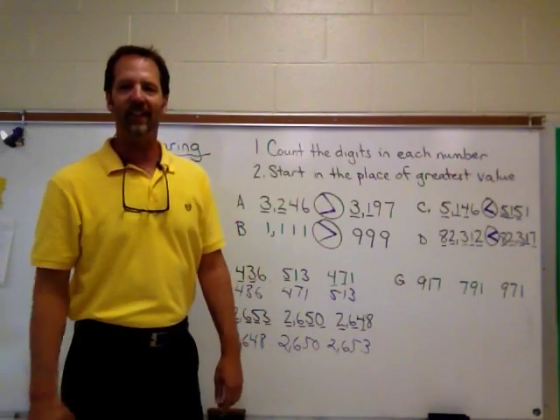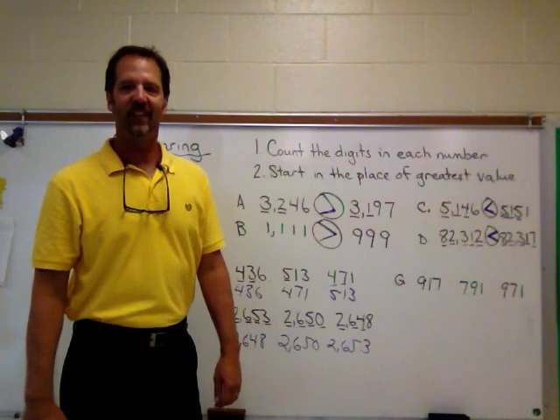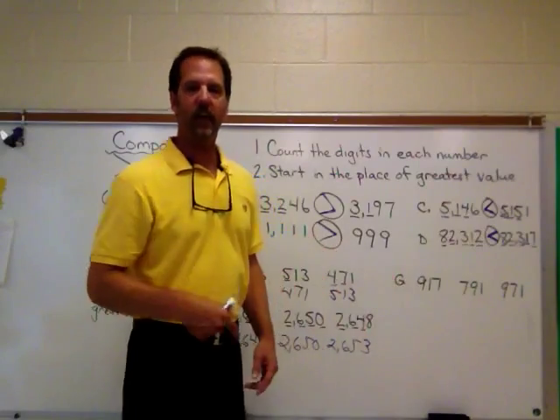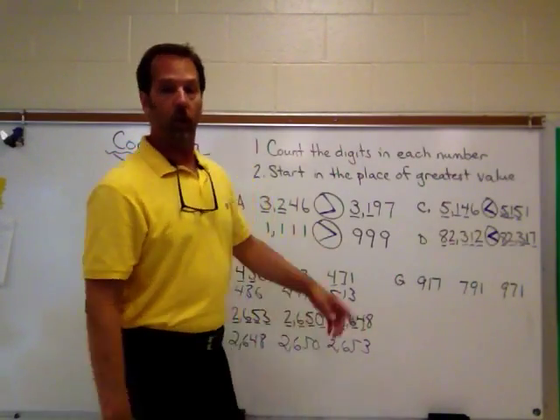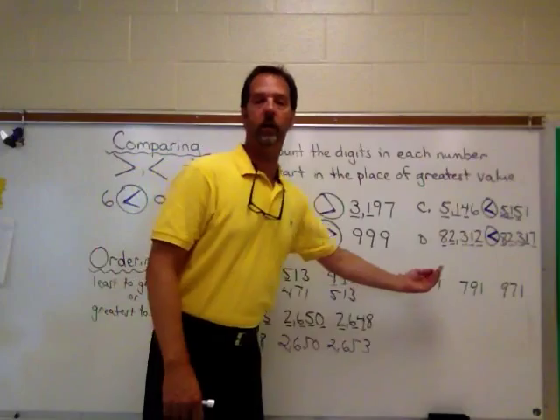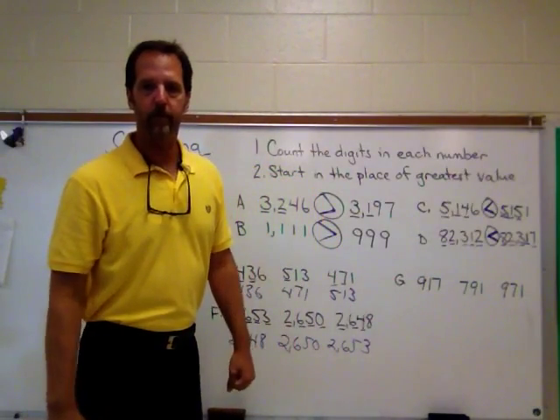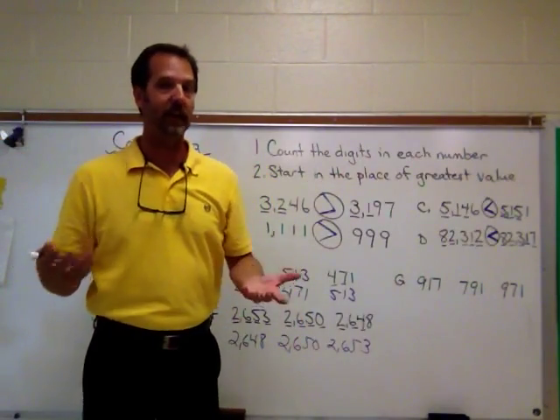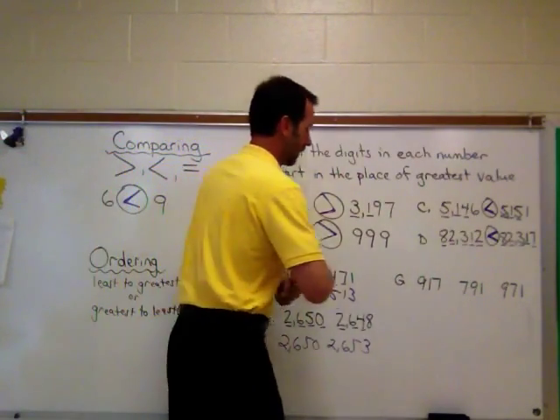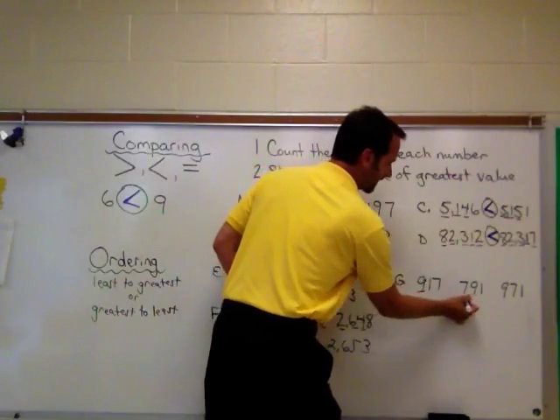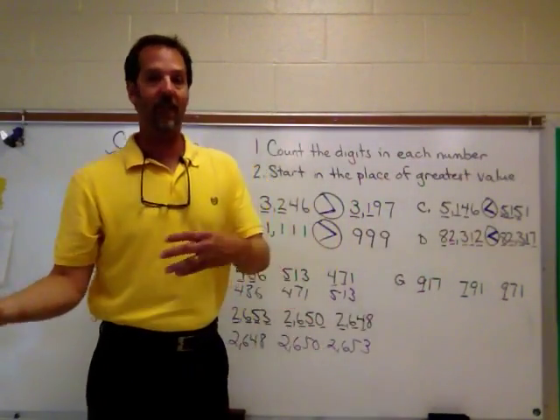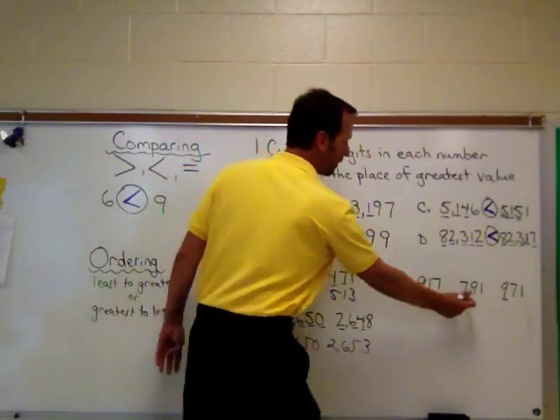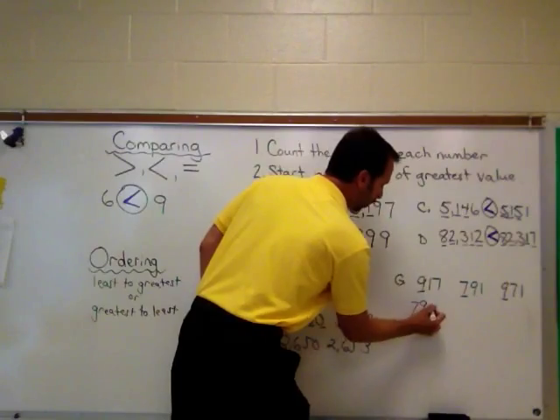Go ahead. I'll wait. Did you get it? Did you give it a try? Let's take a look and see how you did. First of all, I hope you counted the digits and saw that each one is a 3-digit number. Next, I hope you started in the place of greatest value. In this case, it's the hundreds place. We have a 9, a 7, and a 9. You have a 7 and 2 9s, which is smaller, 7 or 9? 7 is, so this number is coming first, 791.